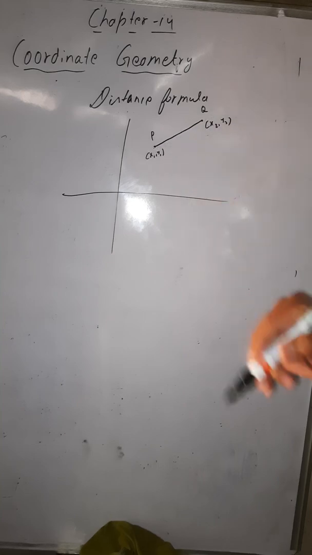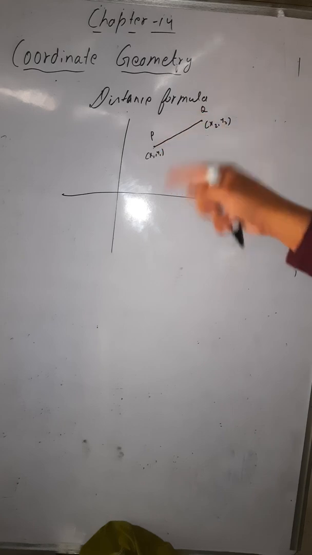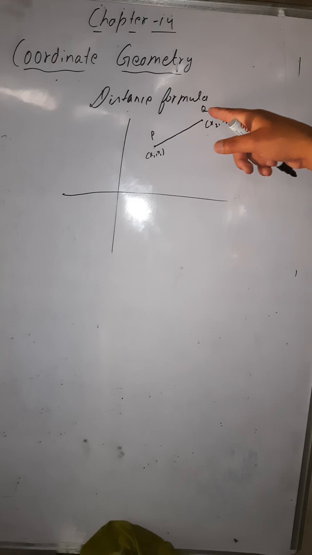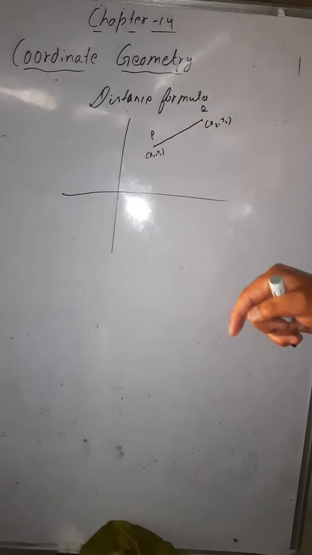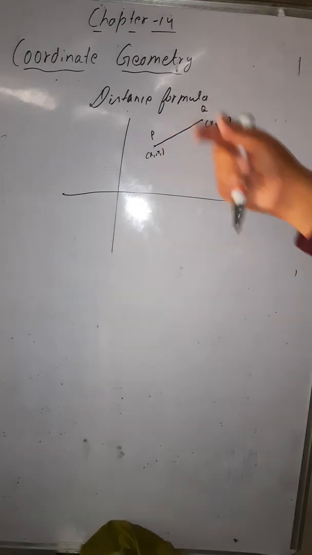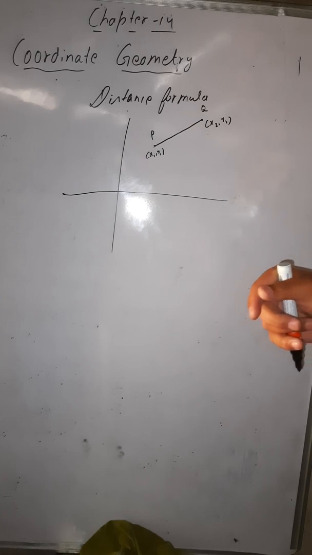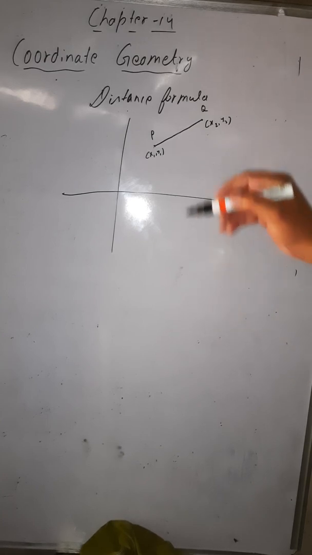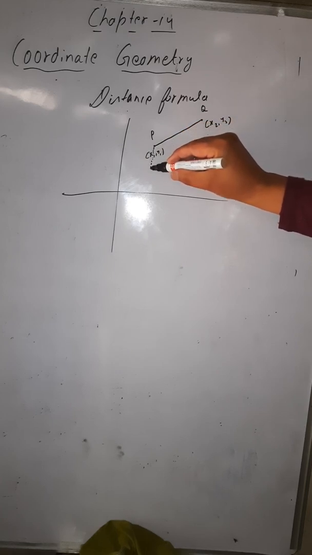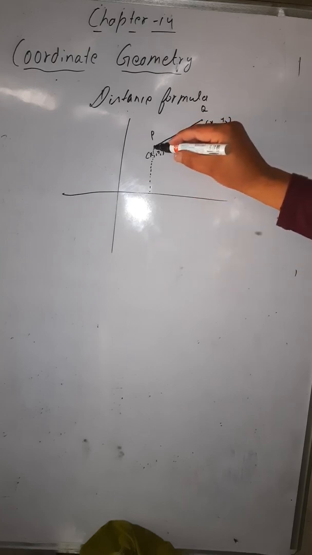What is this distance? In the xy plane, you have been given 2 points P and Q. The coordinates of P are x1 comma y1 and the coordinates of Q are x2 comma y2. You have to find the distance between P and Q. So how much will this PQ be? Now if you see, can you tell me what this distance will be, from here to here?